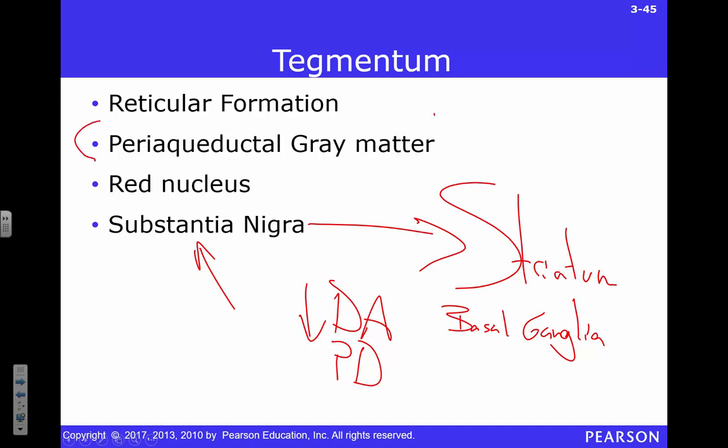Periaqueductal gray is a little bit important. That's going to be for like pain. We'll talk about that later as we need.